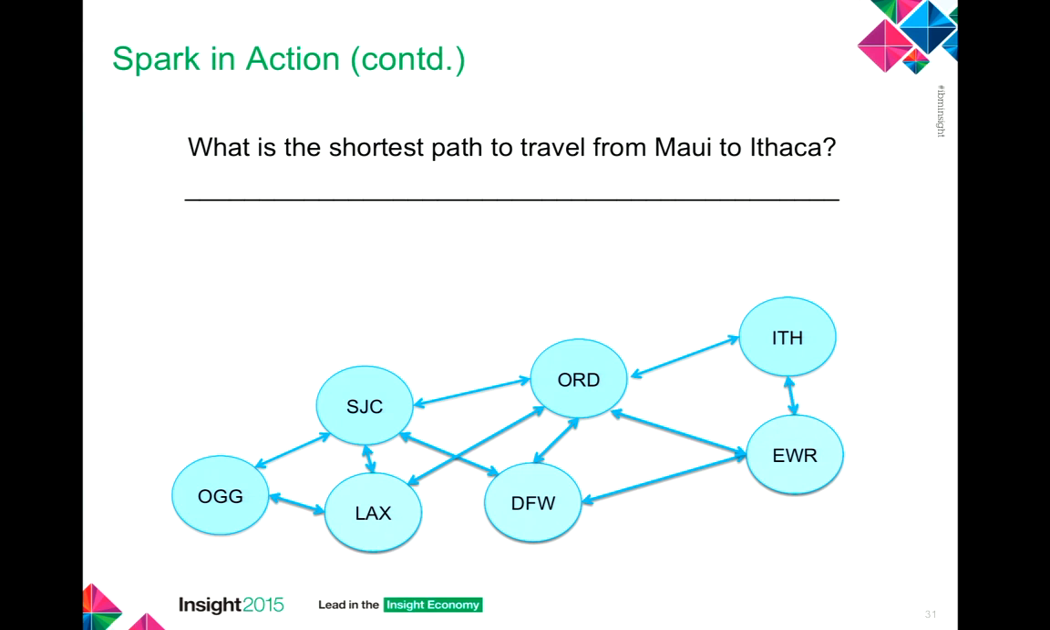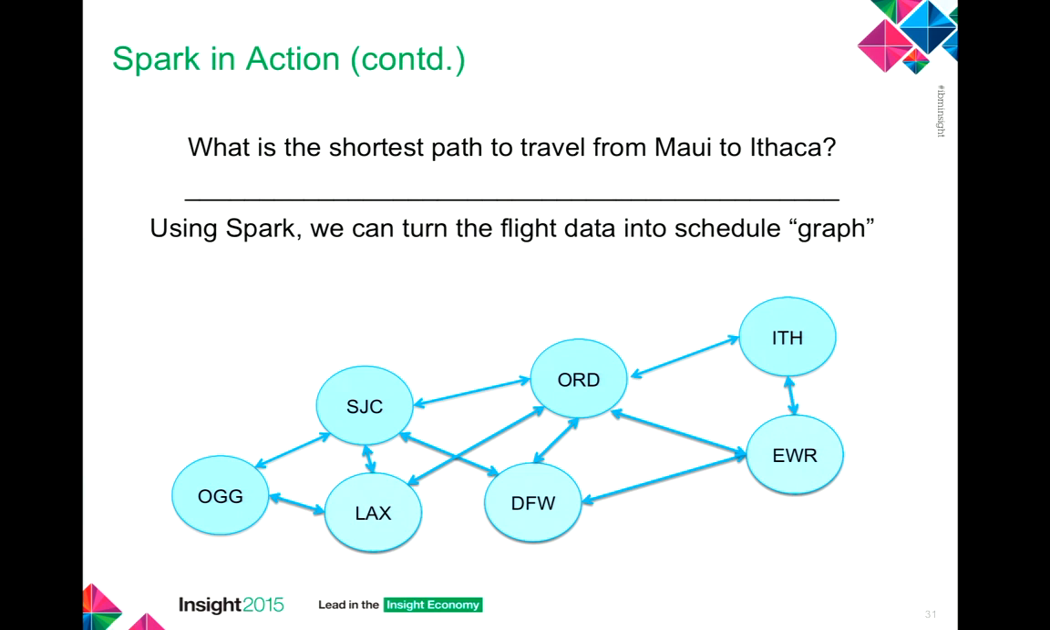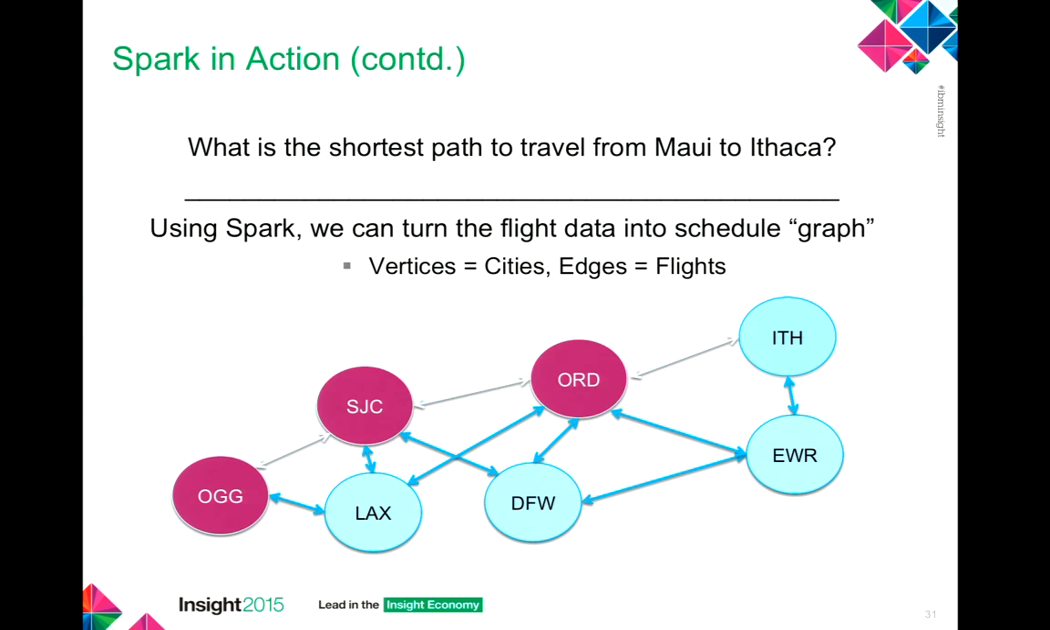So what I really want as a developer on Spark is I want my data that looks like rows and columns. I want it to look like this, right? And I want to operate on this structure so that I can get the answers I'm looking for. So in Spark, I could actually turn this data that I talked about into a schedule graph, where your nodes or your vertices in the graph are cities, right? Maui and San Jose and Ithaca and so on. And your edges become flights. So I can actually build this. And I can write algorithms which allow me to figure that out. Okay, so that's the answer I'm looking for.